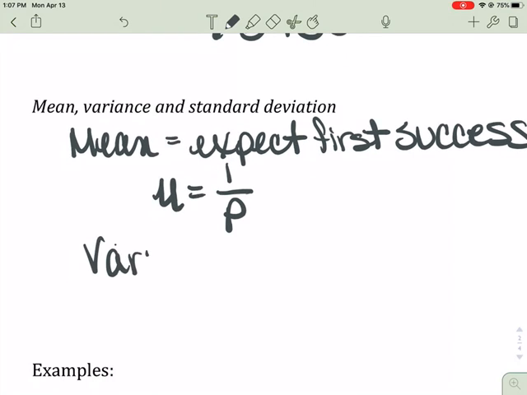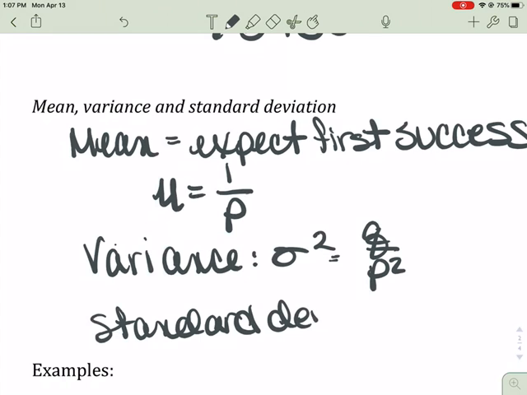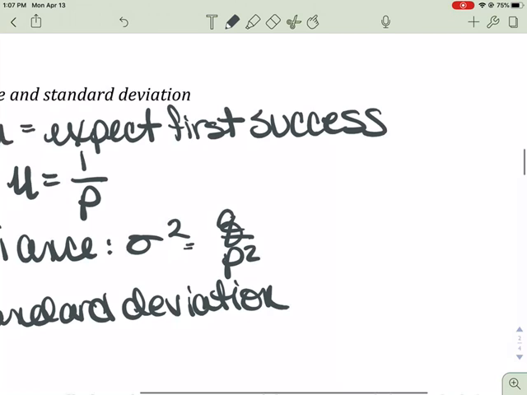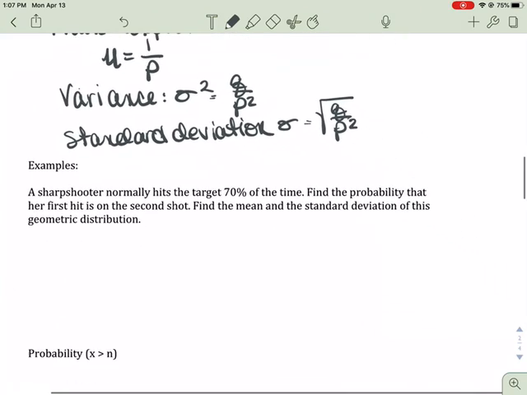Okay, variance, sigma squared is Q over P squared. And remember that standard deviation is sigma, which is the square root of Q over P squared. Okay? All right, so let's take a look at the problem.